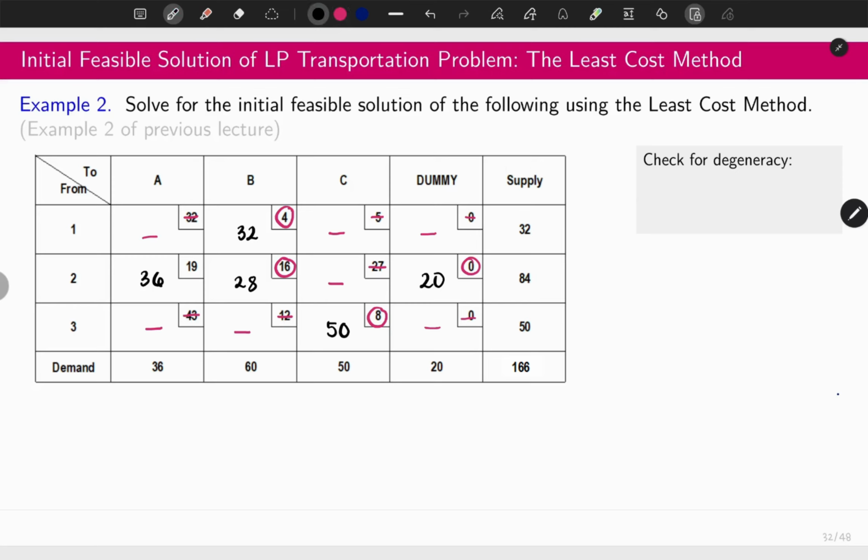Now, let us check for the degeneracy. How many sources? 3. How many destinations? 4, including the dummy. And then minus 1, is this equal to the, what do you call this? Occupied cells? Our occupied cells are 5. We have 7 minus 1, 6. This is not equal to 5. So, therefore, this is the degenerate.